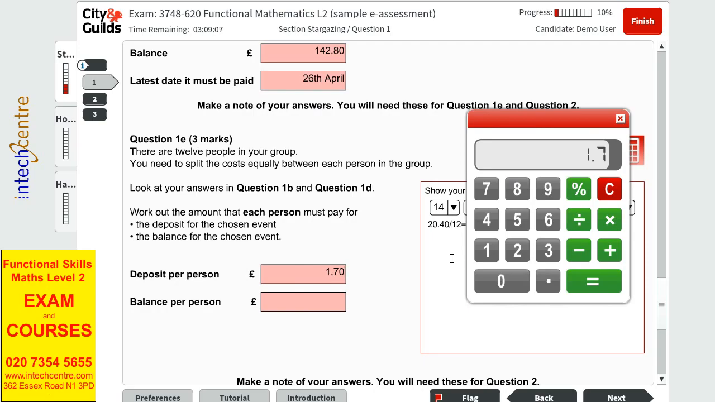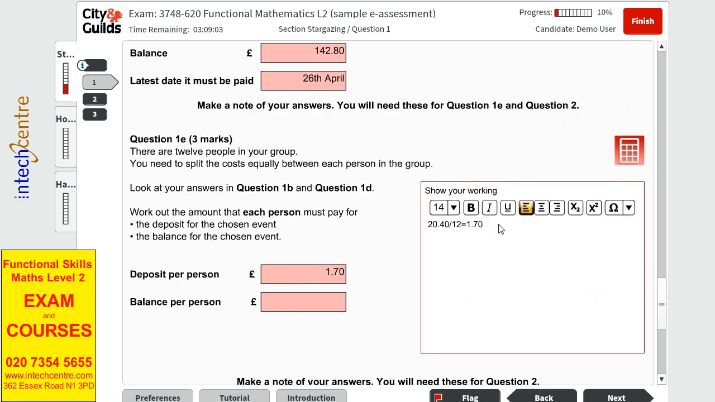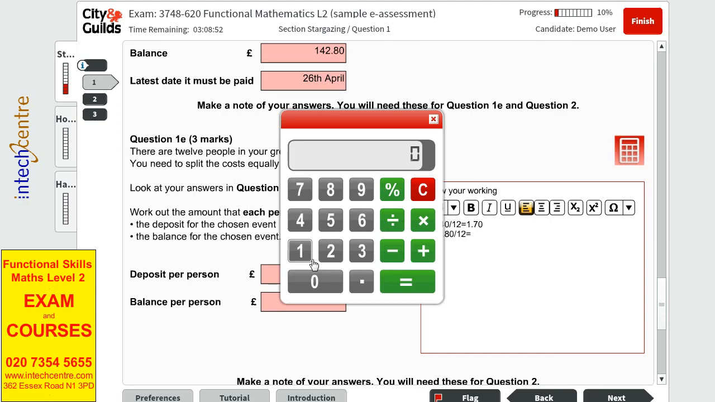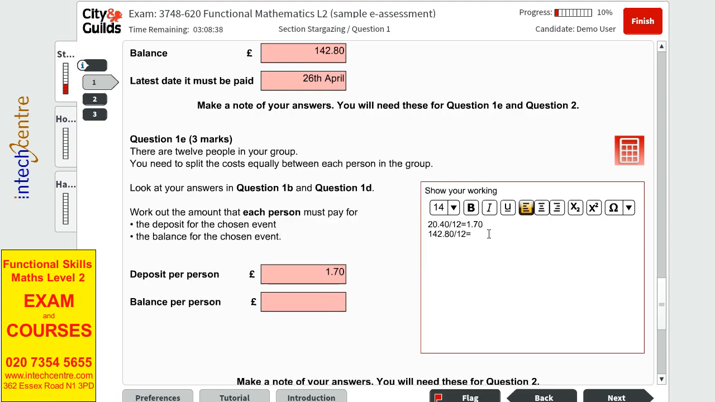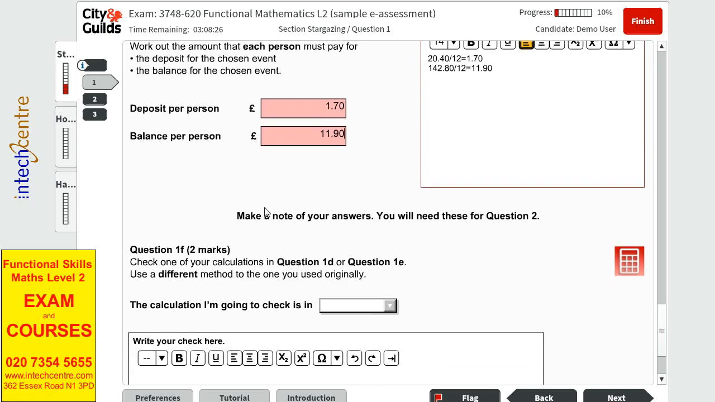Next, we have to find out the balance per person. Our balance was 142.80, as you can see here, divided by 12 people. Again, we'll click on the on-screen calculator. 142.80 divided by 12. We have 11.90 to pay. So £11 and 90 pence. So this question is finished as well.